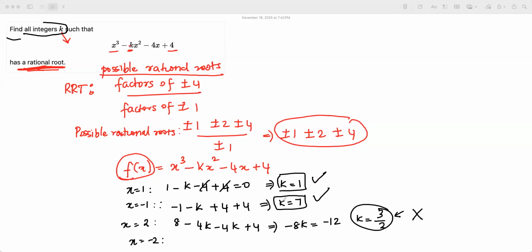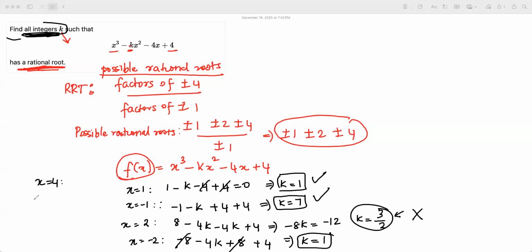So I have only two solutions now for k, such that there is a rational root, and I just want integer values of k. If I substitute minus 2, what happens? Minus 8 minus 4k plus 8 plus 4. Did I do it correctly? Yeah, k equal to 1 again. That is possible, but that already came, so I'm not going to take it into account.